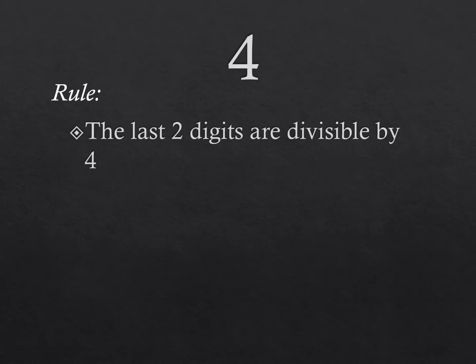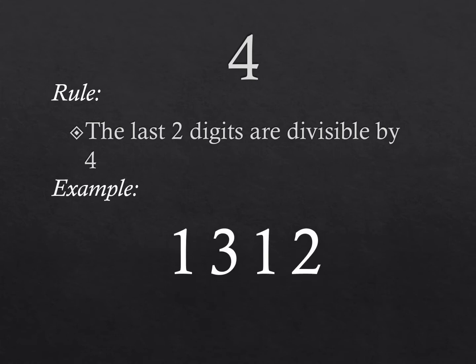Now we'll move ahead for 4. For 4, the last two digits are divisible by 4. This is what we have to check. So let's take an example. Over here we have got 1312. Here you can see the last two digits are 12, which is divisible by 4. It means this whole number 1312 is divisible by 4.